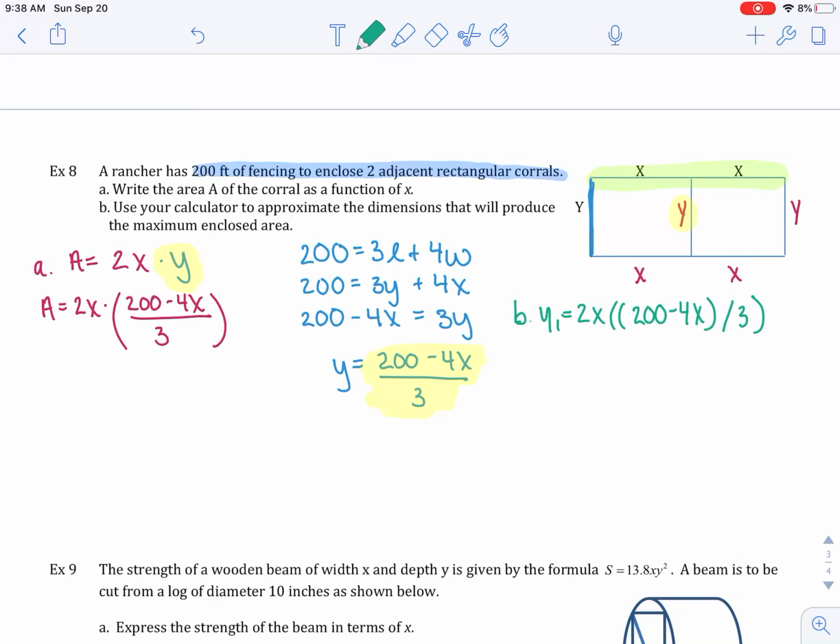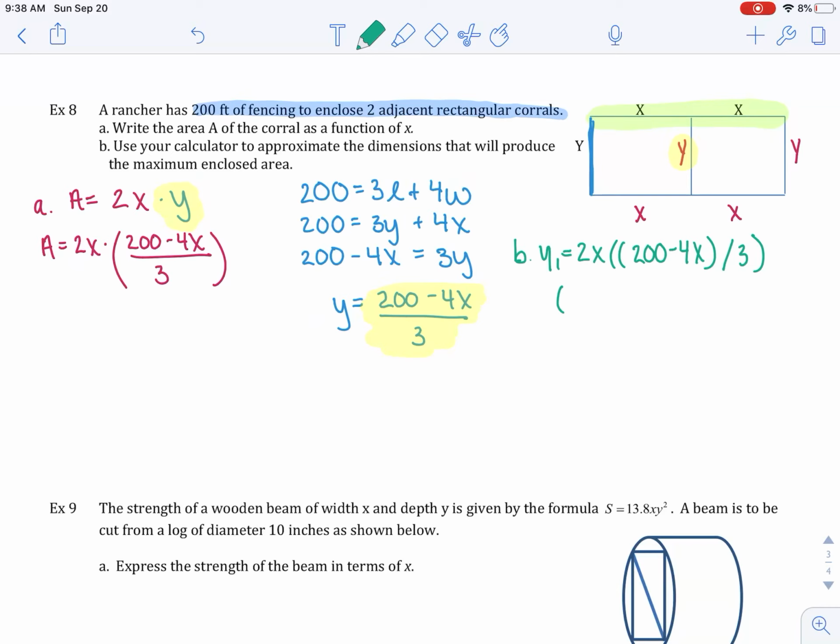Okay. Your answer, or your maximum, right? You should have gotten a coordinate that is 25, and then I got approximately 1666.67. I'm rounding up, okay? I didn't ask what is the maximum area. If I did, that's the y value here. I want to know the dimensions. So I want to know my length and my width, right?